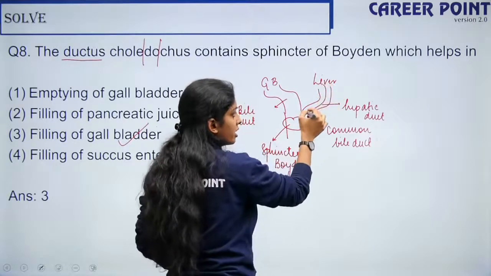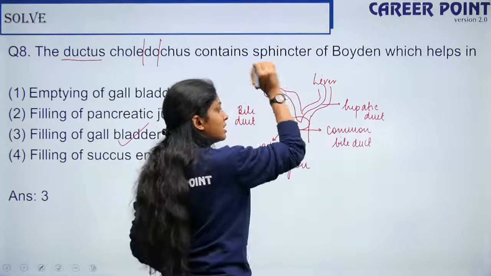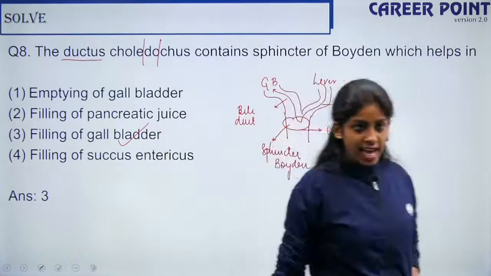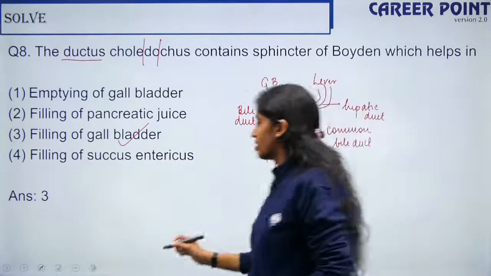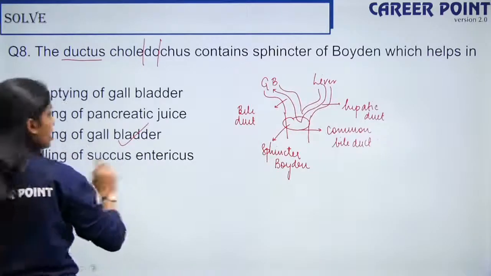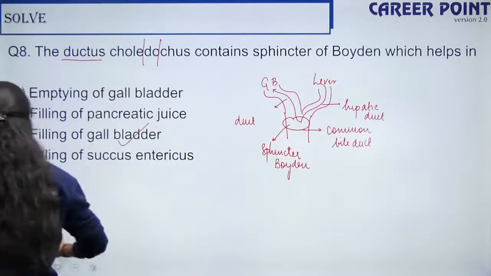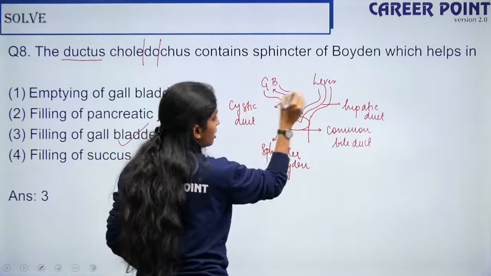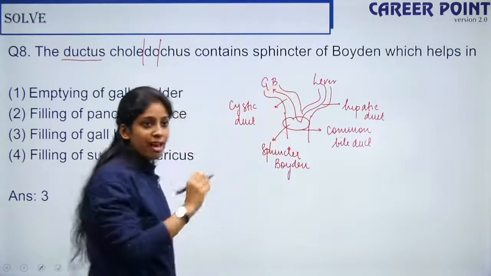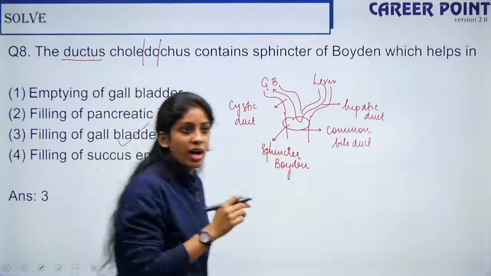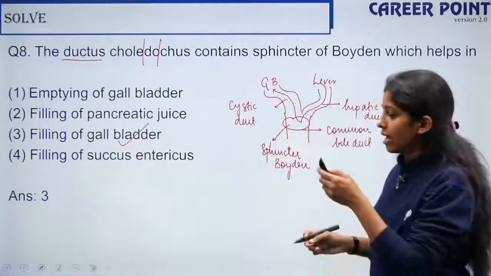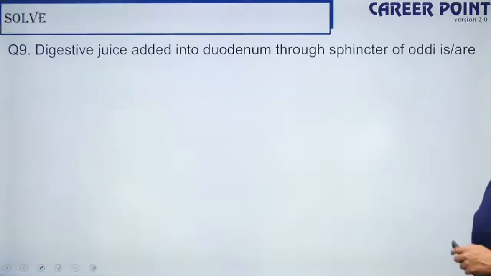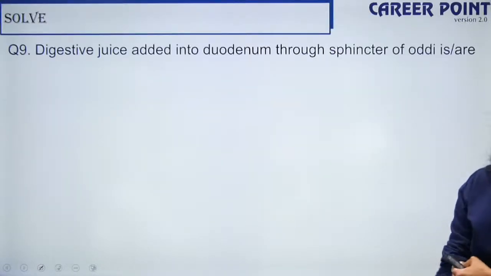So from the liver it comes and it can go to fill the gallbladder like this. Sorry, this is the cystic duct, not the bile duct. So the bile comes from the liver and goes into the gallbladder for storage. So here the right answer is option 3, that is filling of gallbladder. Yes, very good. So question 9, the last before question in digestion.